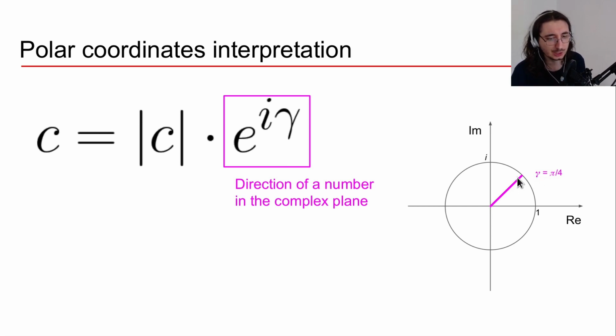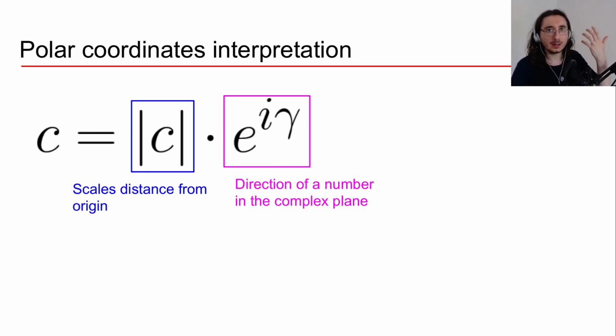Now, if we change gamma and we go to gamma equal to pi, well, we're just changing the direction of the number, which now rests on the negative real axis. Now, if we change gamma once again, we change the direction. For example, at minus pi divided by 2, we are resting on the negative imaginary axis, and the value of our exponential here is going to be equal to minus i, so minus the imaginary unit. Okay, so you get the idea of what this exponential does to our number. It just gives it the direction.